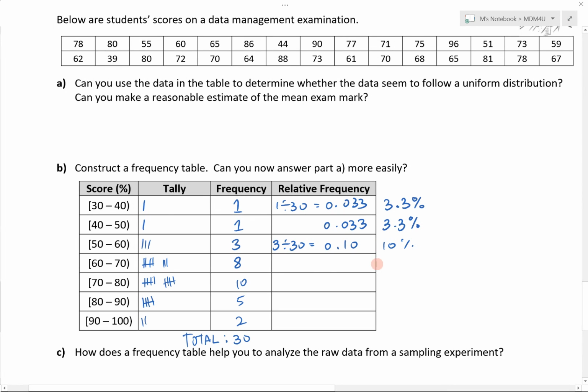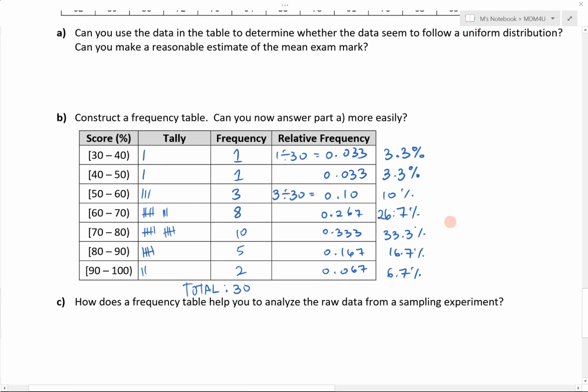And if you do the same thing for the rest, you get 0.267, 0.333, 0.167, and 0.067. I'm just going to write down the percentage values here on the side as well. 26.7%, 33.3%, 16.7%, and 6.7%. Now, if you add up all these percentages, you should get 100%. There could be tiny differences because of rounding, but it should be on the mark pretty much.